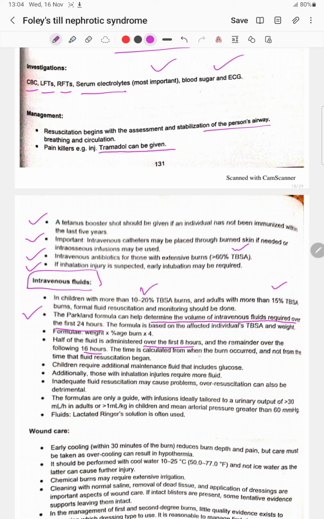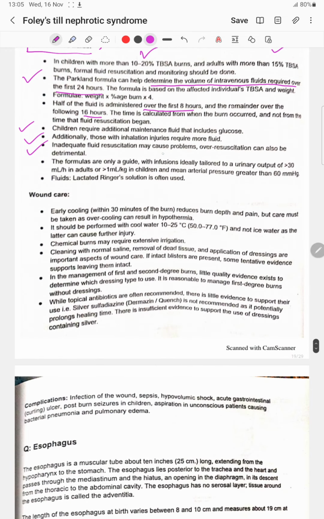The time is calculated from when the burn occurred, and not from the time the fluid resuscitation begins. Children require additional maintenance fluid that includes glucose, and those with inhalation injuries require more fluids. Inadequate fluid resuscitation may cause problems. Over the course, resuscitation can be determined.